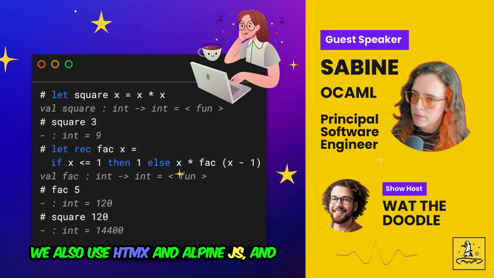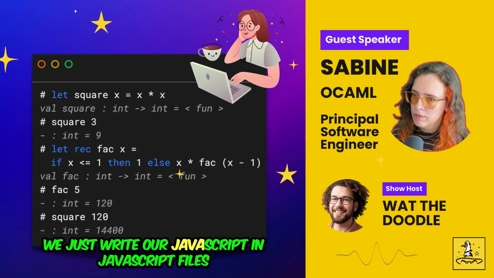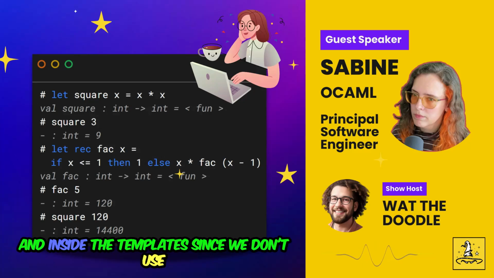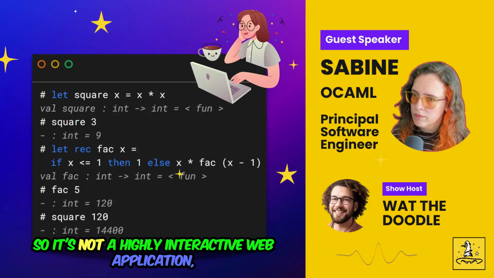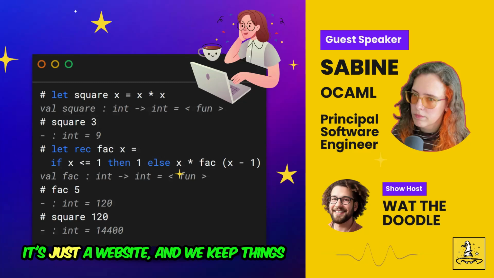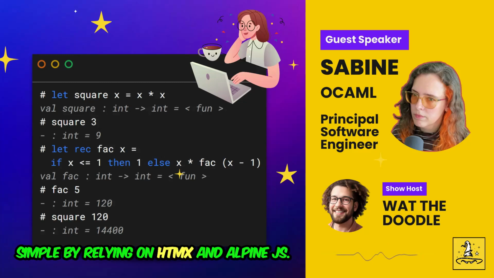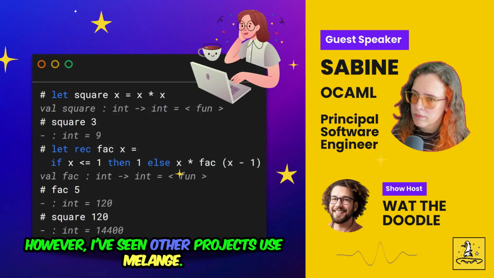We also use HTMX and Alpine.js, and we just write our JavaScript in JavaScript files and inside the templates, since we don't use a lot of JavaScript on OCaml.org. So it's not a highly interactive web application, it's just a website, and we keep things simple by relying on HTMX and Alpine.js. However, I've seen other projects use Melange.